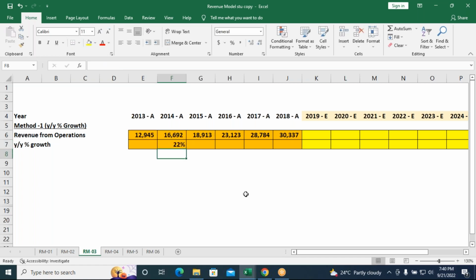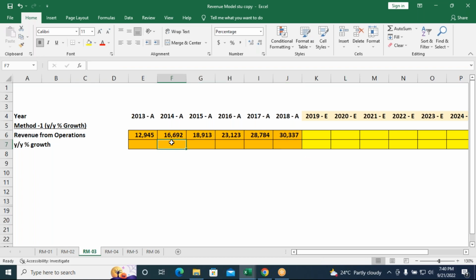So from the first year, there is 22% of growth. Okay. Understood with this? So I'll just select it and drag. Ma'am, can you explain it again?